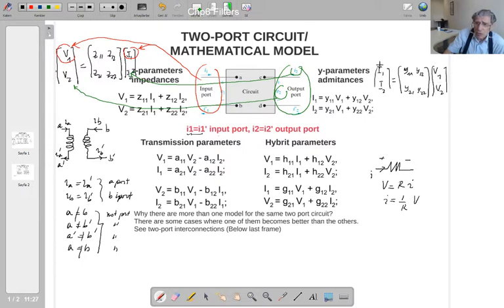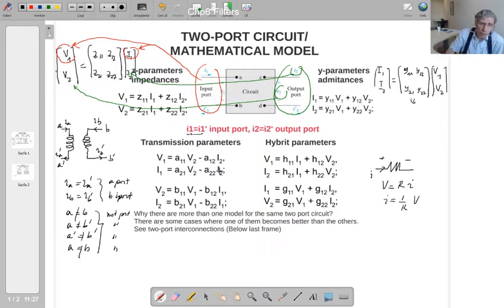So these are the two input variables and these two output port variables. That's the relation between the two, but the dimension of this coefficient is admittance, isn't it? So these are Y parameters, called admittance parameters, and here impedance parameters or Z parameters. So is there any other alternative?